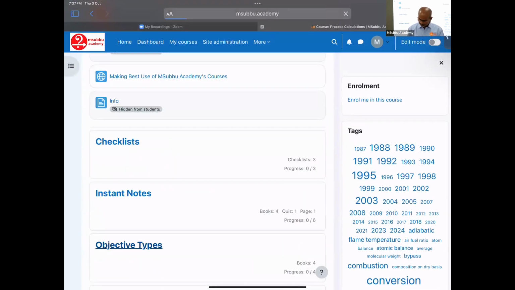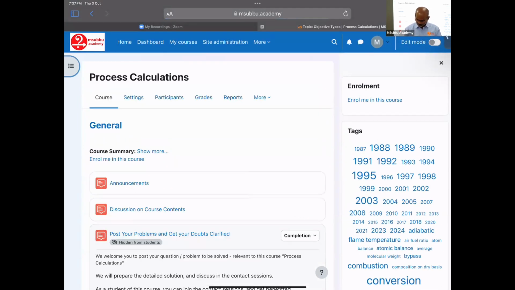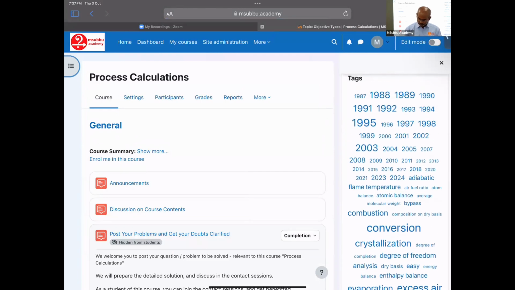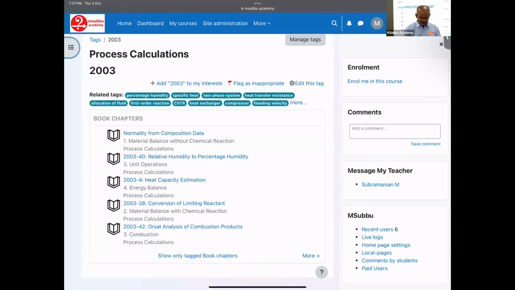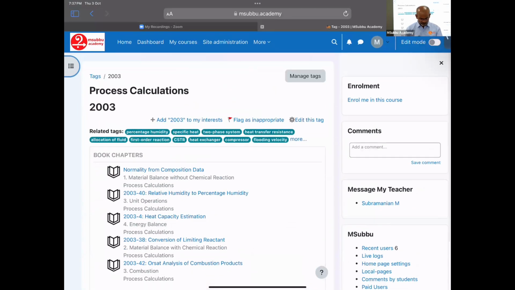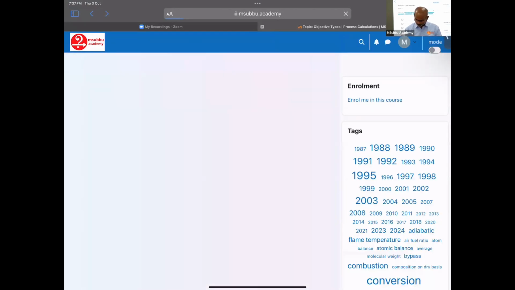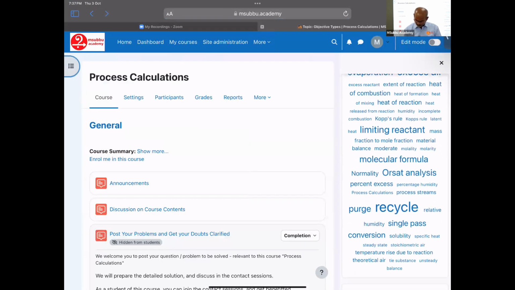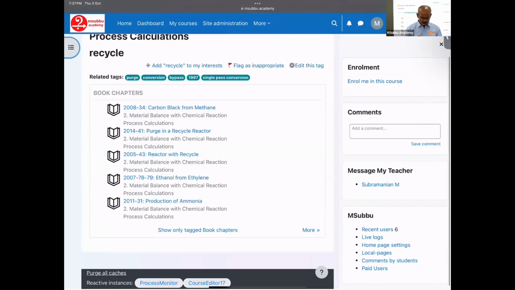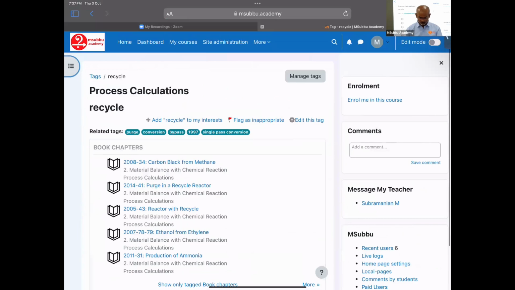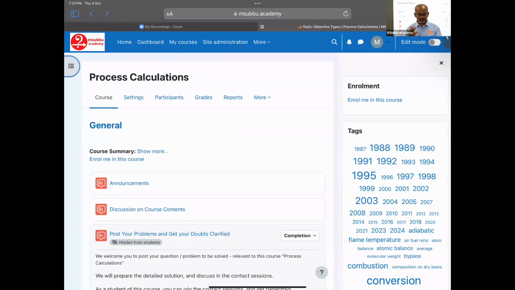And as I said about tagging, if you want to see the questions of 2003 for process calculation, all of that is listed here, and you can click on that and go with that. Say you want to learn about recycle: you can go through all the problems asked in that topic. In that way, this is very nice material in comparison to the usual book contents.